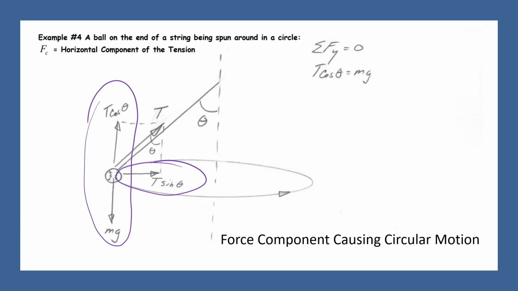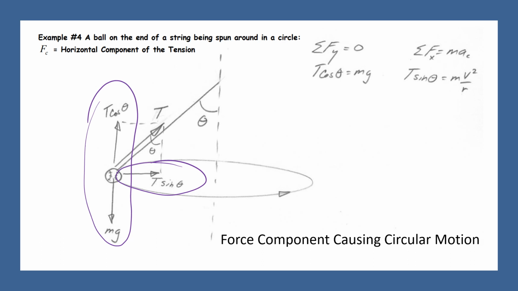Then if I look in the x direction, I know that the net force in the x direction has to be equal to the centripetal force, right? So I'm going to say, okay, well, my force in my x direction, tension sine theta, has to equal my centripetal force, m velocity squared over r. And that would be how we could start setting up equations to solve this problem.